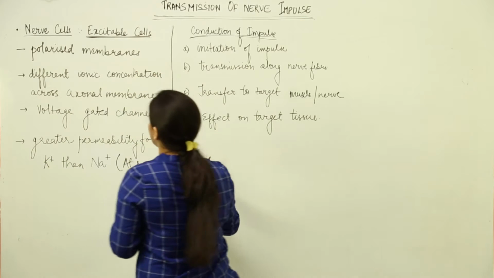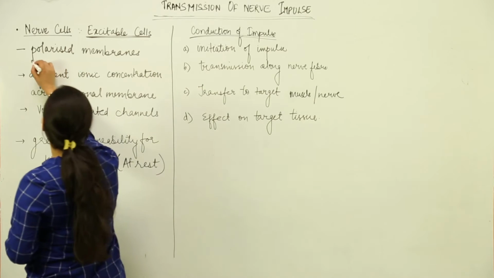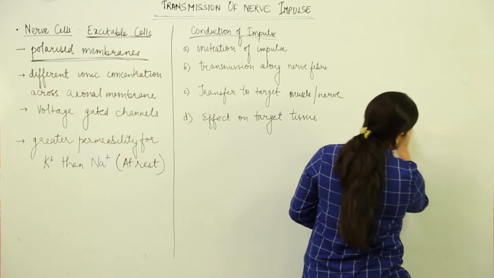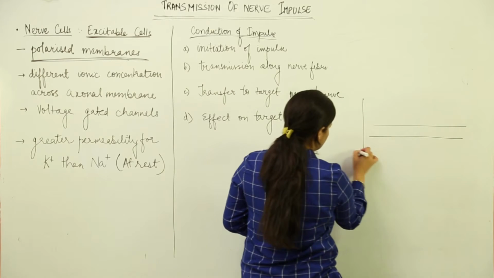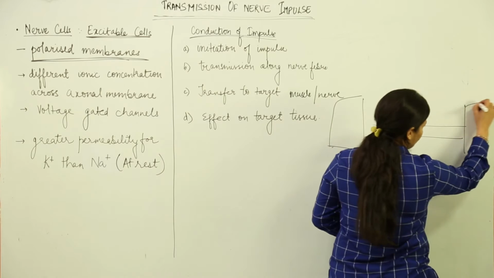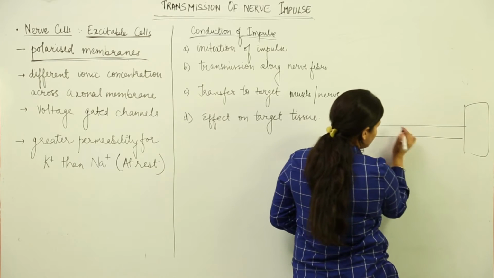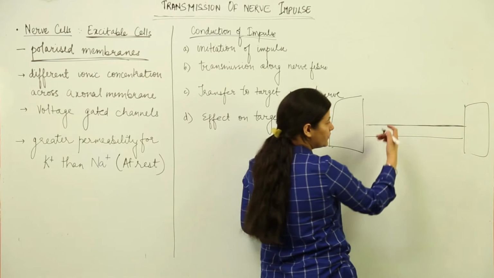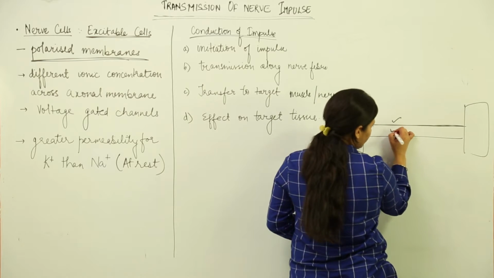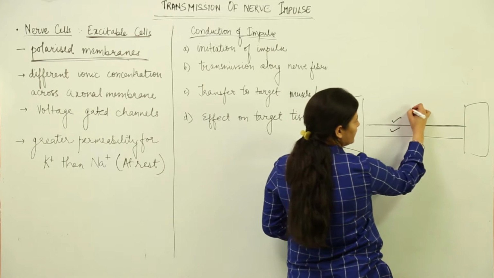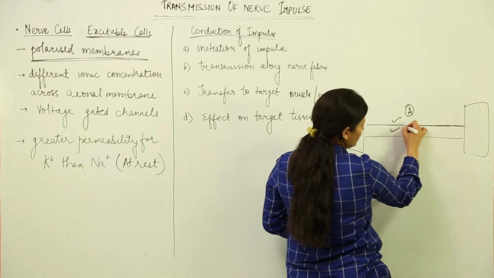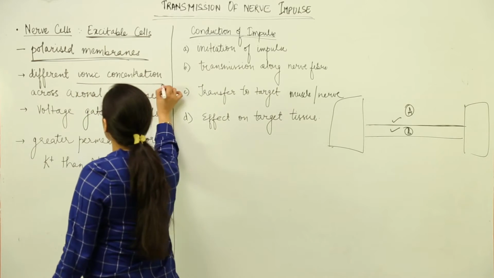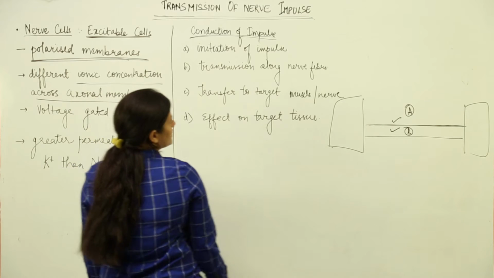When I say excitable cells, it refers to the membranes present in them, which are polarized. Polarized means that supposedly this is the axon I am talking about, this would be the cell body and this would be the synaptic region. This axonal membrane would be polarized. How would it be polarized? There would be a potential difference between the outer membrane and the inner part. That is, the outside of the membrane would have a different potential and the inside would have a different potential, and there would be a potential difference between the two because of the different ionic concentrations present across the axonal membrane.